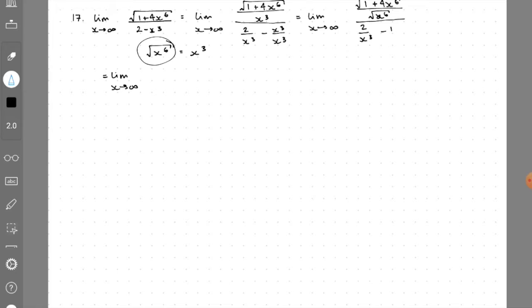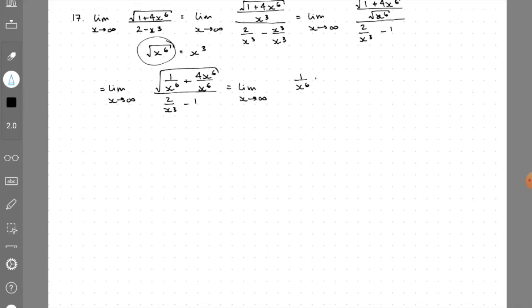This is going to be equal to, well, now we can actually rewrite this. We can take the x to the 6th on both numbers. Like, we can divide it separately. Let me write it down so you know what I'm talking about. So it's going to be 1 over x to the 6th plus 4x to the 6th over x to the 6th, and then over 2 over x cubed minus 1. That's going to be equal to the limit, and then 1 over x to the 6th plus 4.